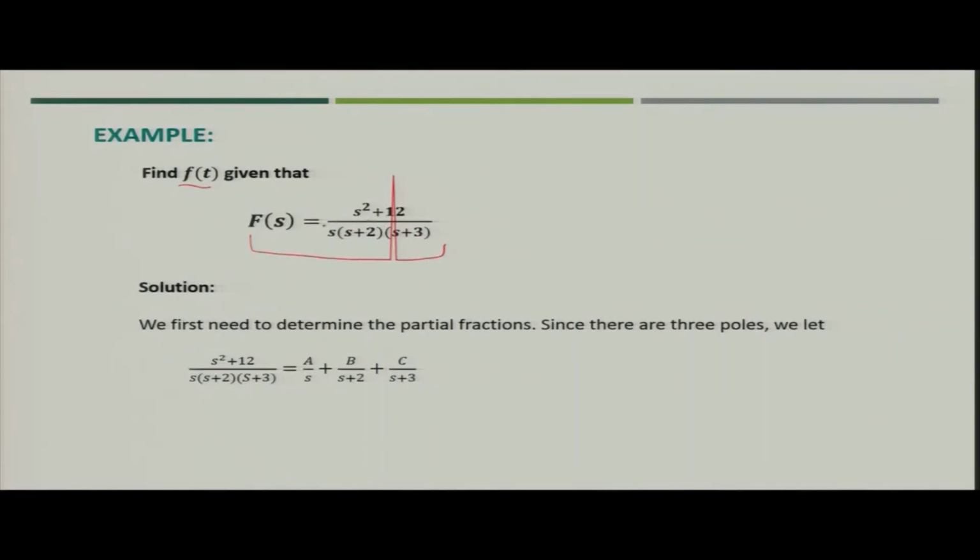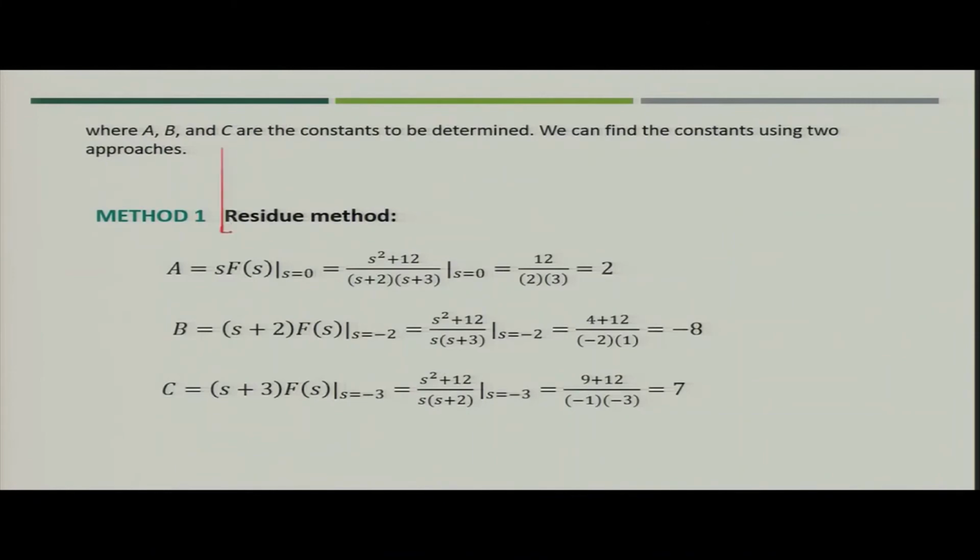So, here you can see in the denominator you can clearly distinguish all three poles, that is poles are at s is equal to 0, at s is equal to minus 2, at s is equal to minus 3. So, this particular expression can be represented as A by s plus B upon s plus 2 plus C upon s plus 3. Now, next task is that you need to find out the value of the unknown constants, which are A, B, C. So, we can use the residue method which we discussed just now.